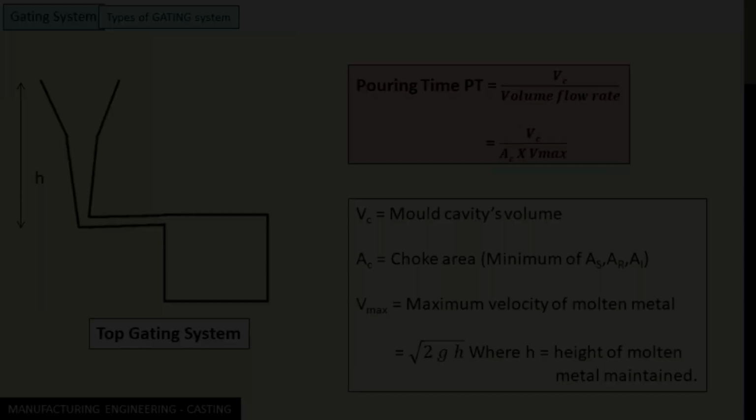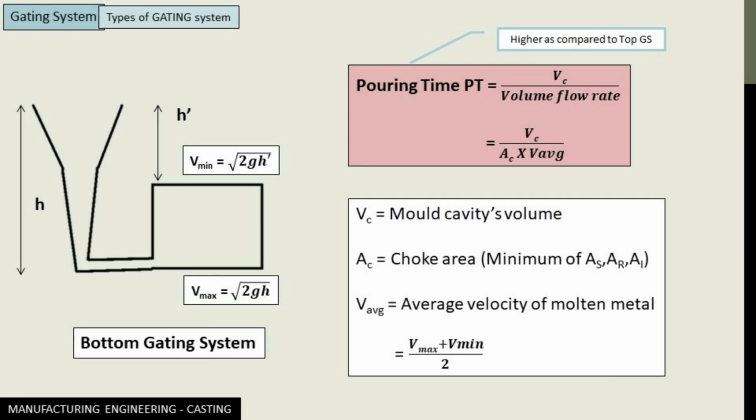Then we have bottom gating system. The setup for the same is drawn here. In case of bottom gating system, we have maximum as well as a minimum velocity of the molten metal. This is because the molten metal enters the cavity with the maximum velocity, but as soon as the cavity is getting filled and the molten metal reaches the top of the cavity, the velocity of the molten metal reduces considerably, and this is purely due to the height difference.